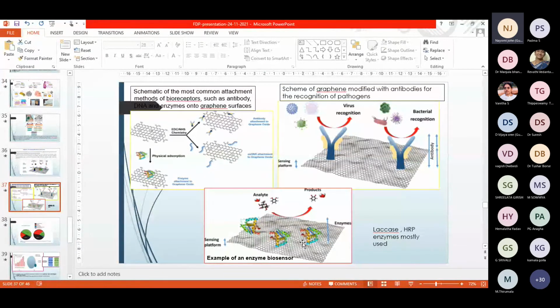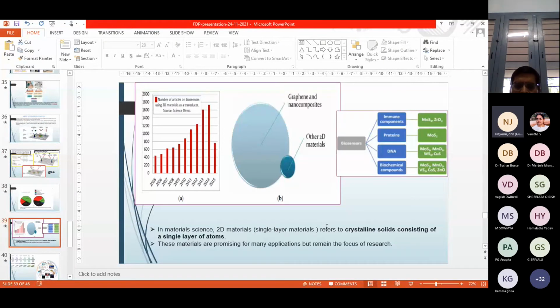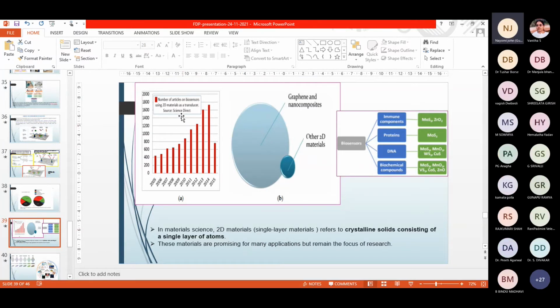Coming to the use of the latest materials, that is, the 2D materials. What is the meaning of a 2D material? They are arranged in a single layer. This is the publication rate, where the number of articles is going up year by year. It started in 2005 with a very low number of publications. In a span of 10 years, the number of publications reported has reached enormously, 1600 to 1800.